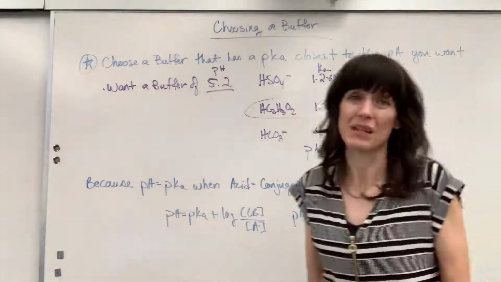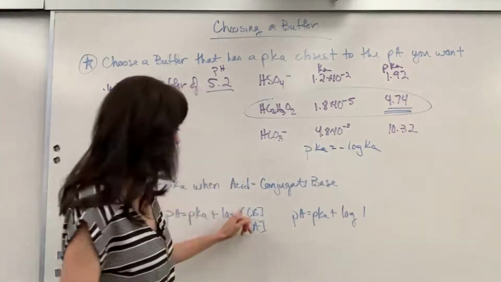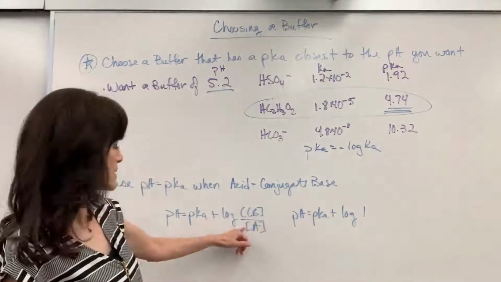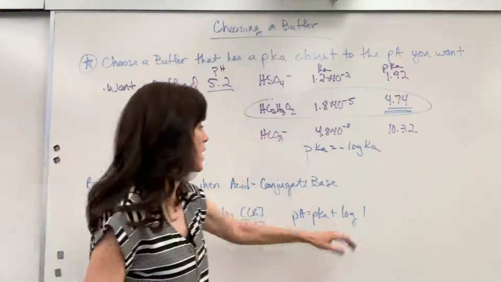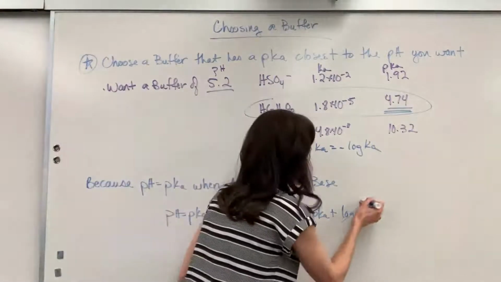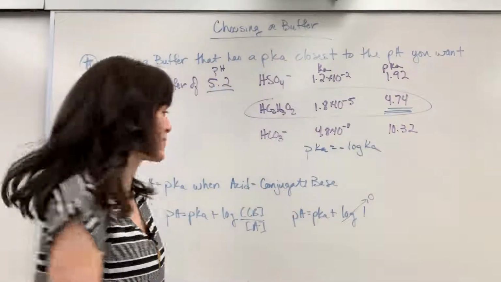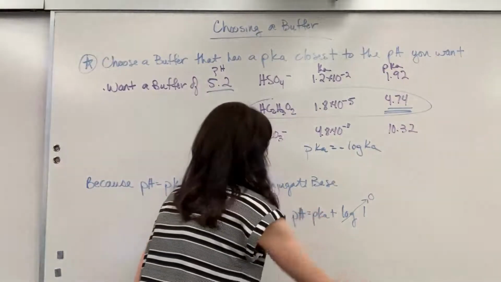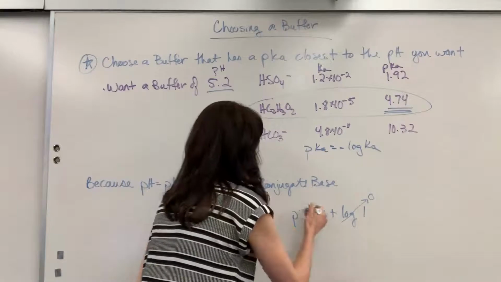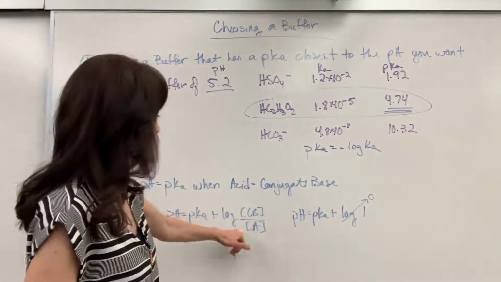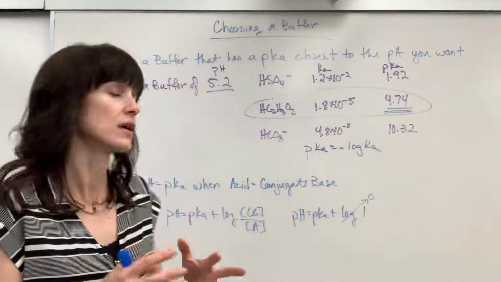And then here's the cool thing. When conjugate base and acid are equal, that would be 1, right? Same number divided by same number, that's 1. Log of 1 is 0, and so that's where pH equals pKa. Sorry, that kind of looked like an A right there. pH equals pKa. So we know that when acid equals conjugate base, that's the best buffer.